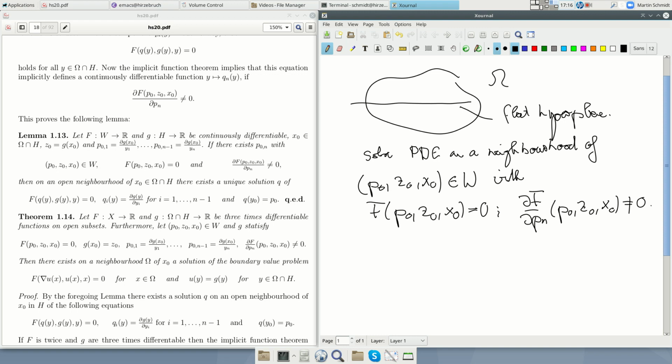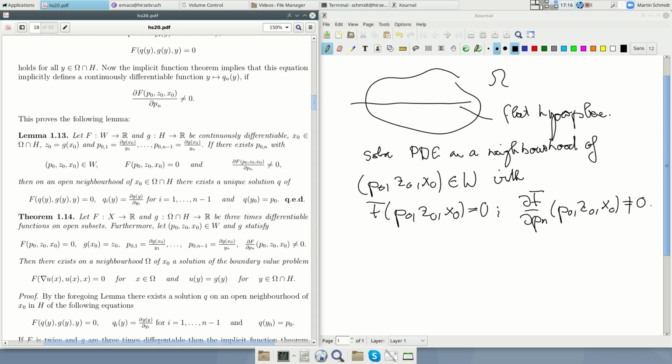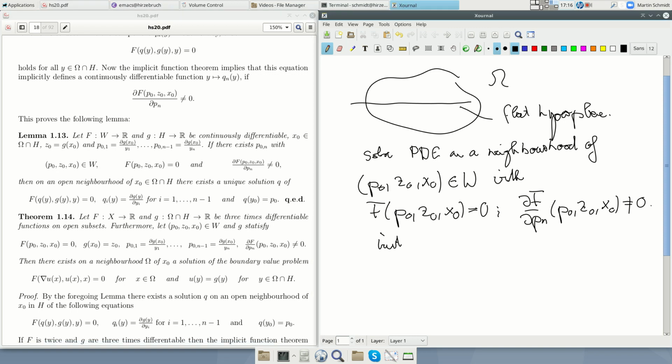Yeah, and then we know by the lemma we have the initial values. We call them Q of y, G of y, and y, for y in the hyperplane. So on this hyperplane we have our initial values. Q corresponds to this, this corresponds to u, and this is the coordinate y.